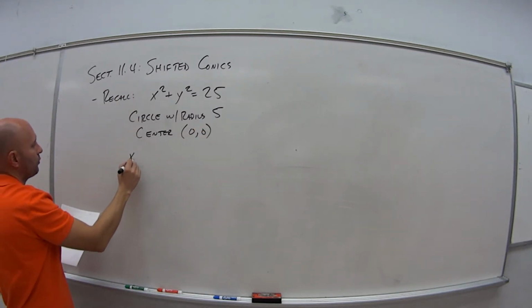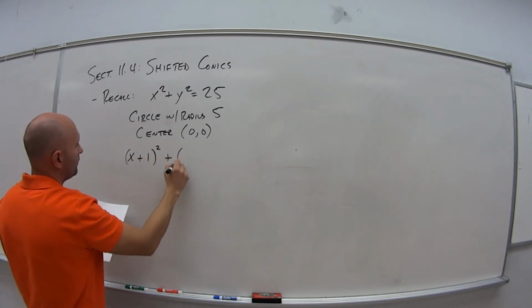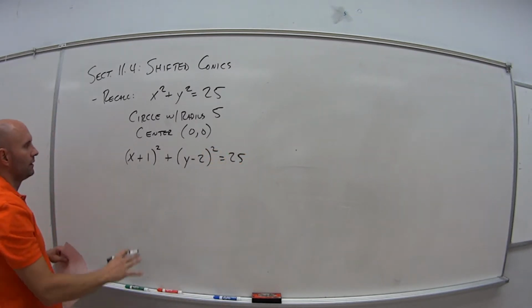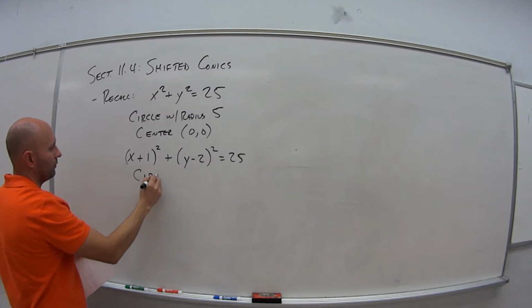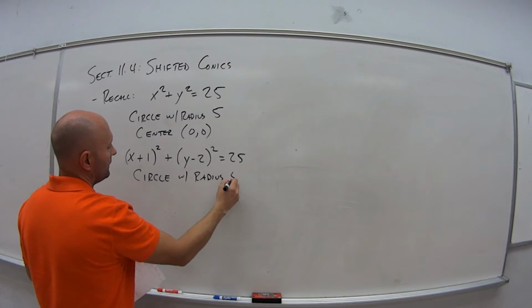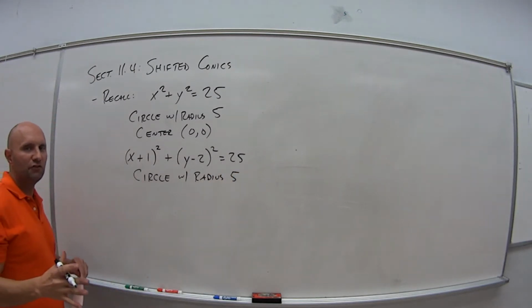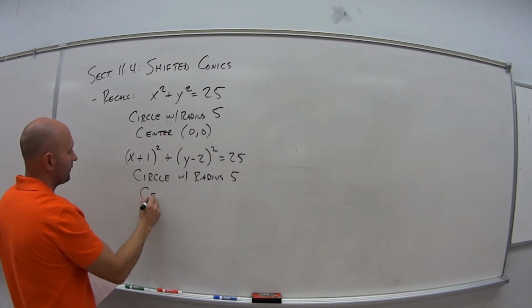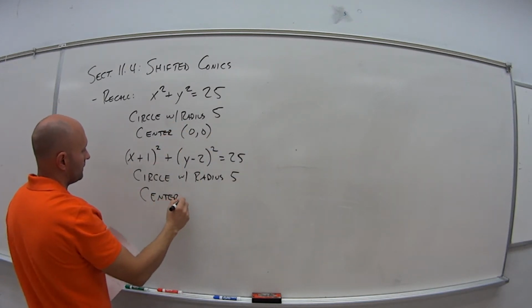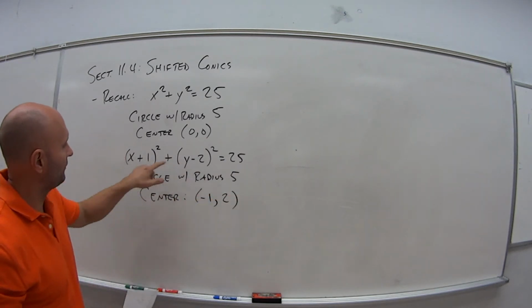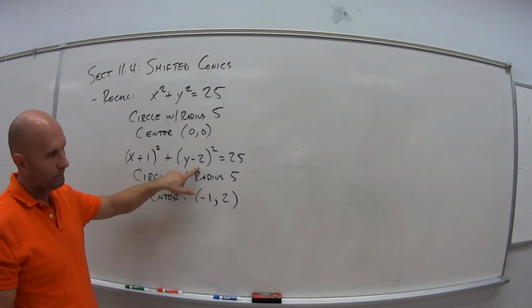If we change this equation, let's say (x plus 1) squared plus (y minus 2) squared equals 25, it's still the equation of a circle. It still has radius of 5. But what changes here? Now the center changes because it's shifted. So now the center is -1 and +2. It's the opposite of what we see here.